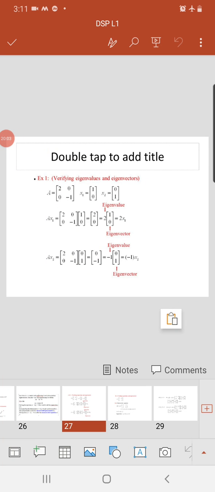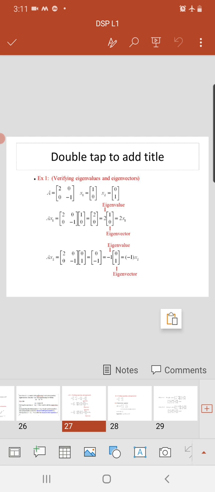Let us see one example. Now here, verifying the eigenvalues and eigenvectors. There is a matrix A having values 2 0 0 minus 1. x1 is [1, 0] and x2 is [0, 1].